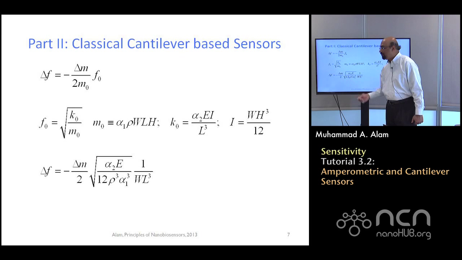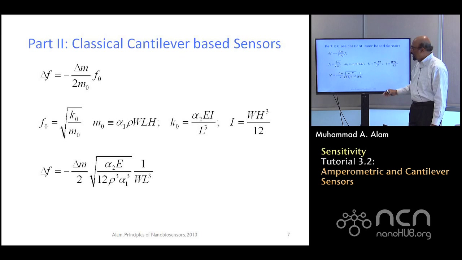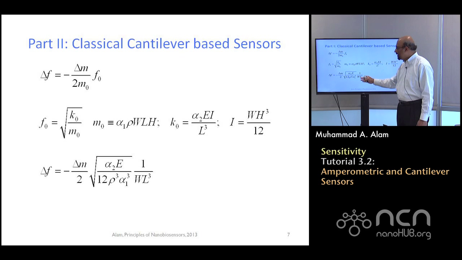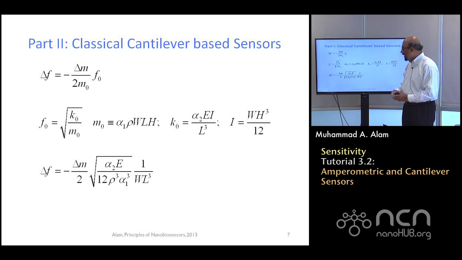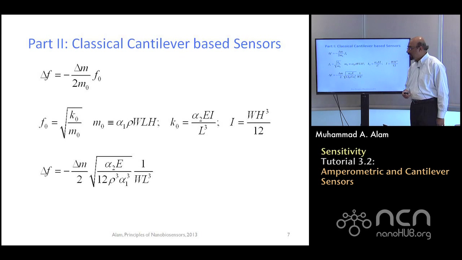Delta F is directly proportional to delta M, so you should be able to directly see the inertial mass, and of course the length, so you want a relatively small length and relatively small width. You remember this is a micrometer size if you want to see a larger delta F.